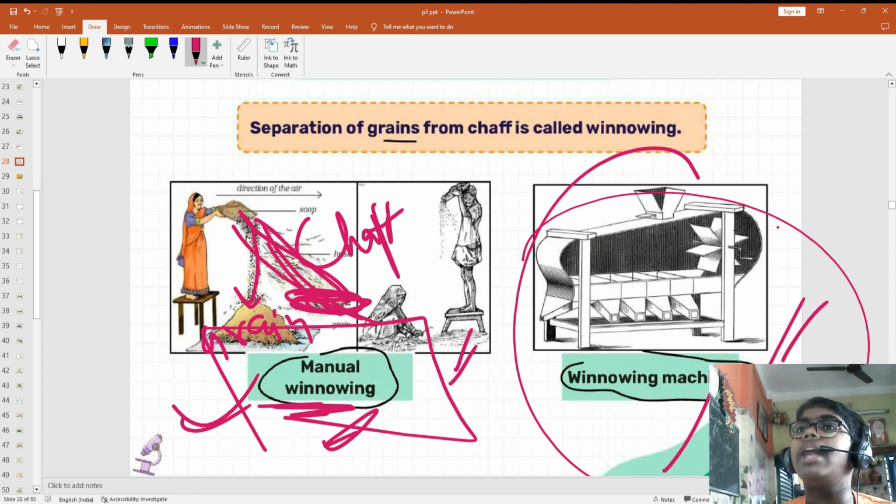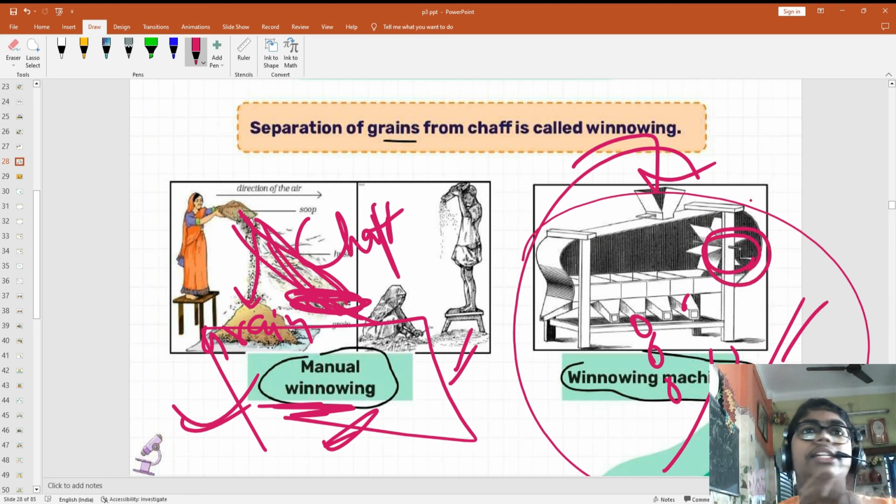In a winnowing machine, what happens? We put the chaff and grains here. The chaff will come out, and from the other side we get the grains. So manual winnowing or a winnowing machine we can use.